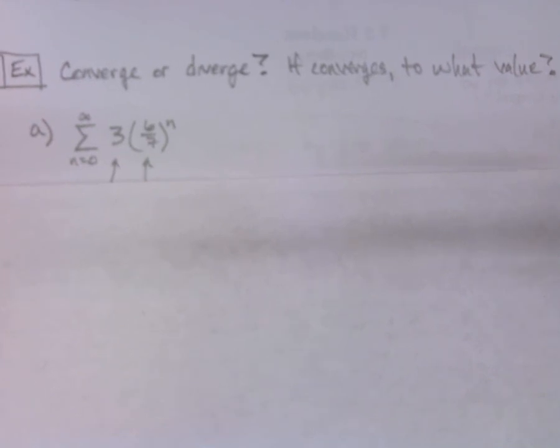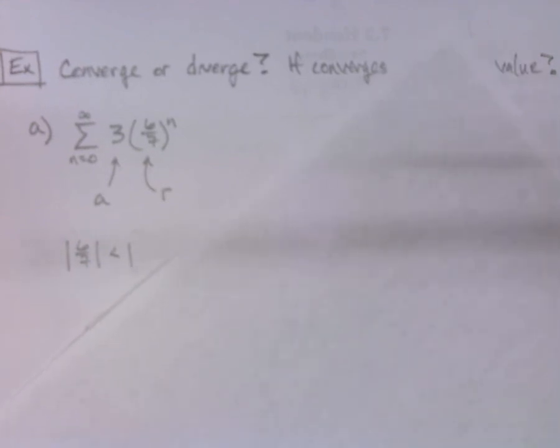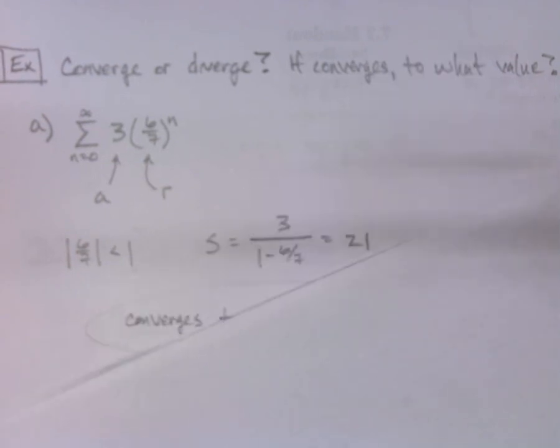Turns out this fits the geometric series perfectly, right? 3 is a, 6 over 7 is r. We can recognize those values. Okay, well, does it converge or diverge is the first question. 6 over 7 is less than 1. So we know, or the absolute value even, that's important, it's less than 1. So we'll know that this converges. And if it converges, we'd like to know to what.